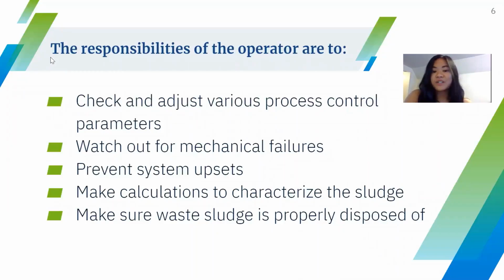An activated sludge system requires careful operation and observation and a lot of maintenance. Operators must be experts in biological treatment processes who are capable to supervise and monitor them. They're responsible for checking and adjusting various process control parameters, watching out for mechanical failures, and preventing system upsets. They also have to make engineering calculations that help characterize the sludge. In addition, considerable volumes of waste activated sludge need to be disposed of frequently.